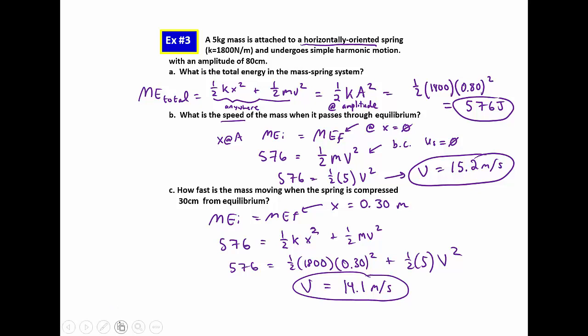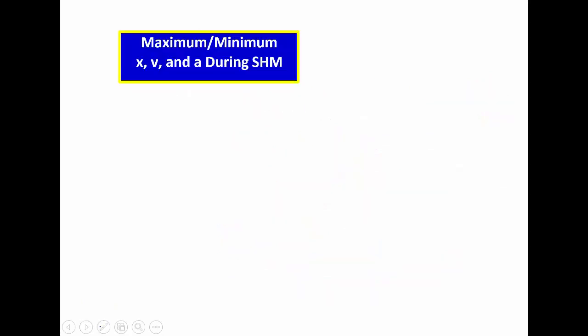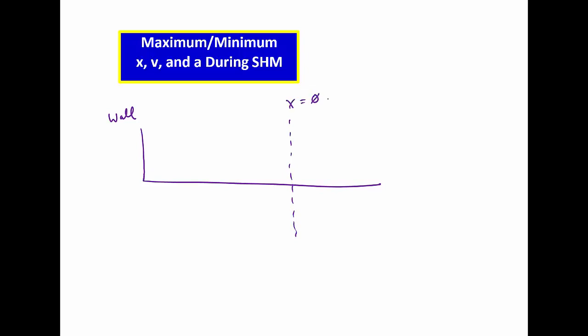The next thing I want to talk about is some minimum and maximum values for displacement, velocity, and acceleration during simple harmonic motion. So I'm going to sketch a little diagram here. And we have, here's our wall where we've attached a spring. And I'm going to go ahead and draw down here. We have an equilibrium position of x equals 0. And I've stretched this back. So I've kind of got these two amplitudes.